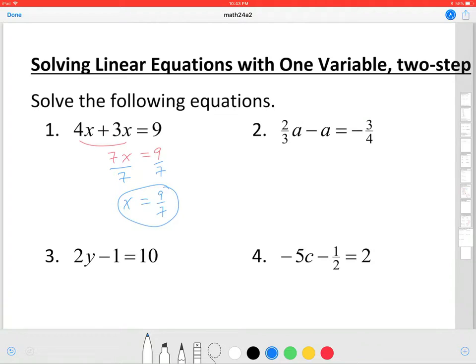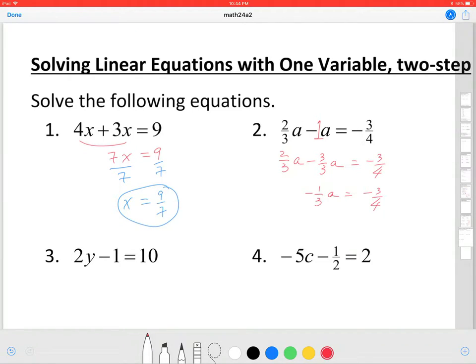All right. Number two, similar, except now you have a fraction involved. So of course here, the negative a is the same as negative 1a. That looks kind of ugly, so that should be just negative 1. All right, so this is 2/3 a minus 3/3 a is equal to negative 3/4. And that should give us negative 1/3 a is equal to negative 3/4.